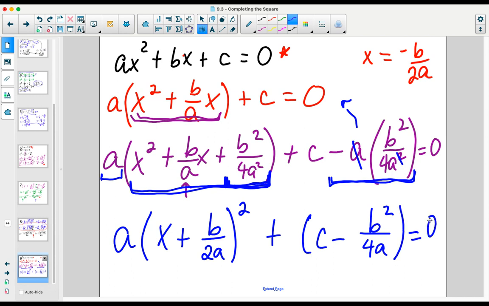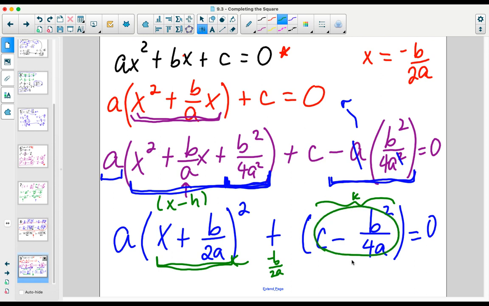Now, this should look familiar to you. This is the vertex form. So we have right here what we normally would have called x minus h, and that means that our vertex is going to be at an x-coordinate of negative b over 2a. And over here is the k that we're used to adding because there's no x in there. This is all just a bunch of constants. So that ends up being the y-coordinate of the vertex.